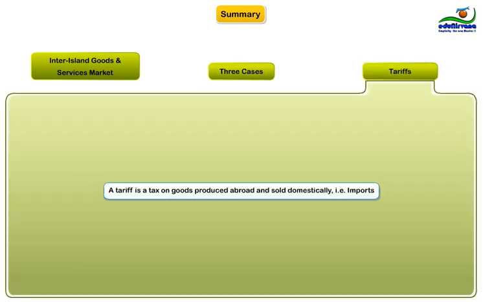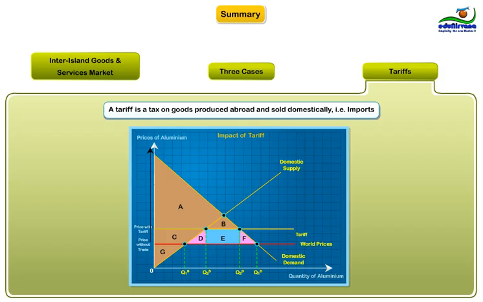Then, the effect of tariffs on international trade equilibrium was discussed. A tariff is a tax on goods produced abroad and sold domestically, that is, imports. Tariffs raise the price of imported goods above the world price by the amount of the tariff.